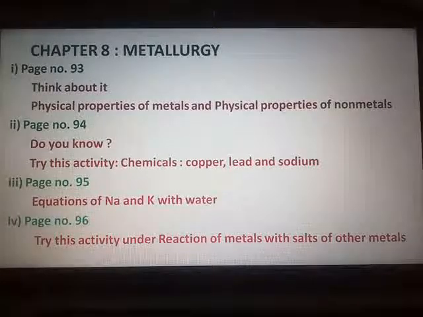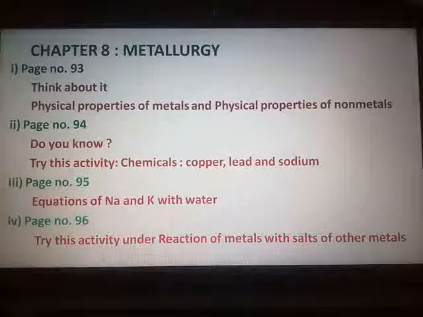Page number 97, everything you have to study. The reactivity series, then the reaction of metals with non-metals, chemical properties of non-metals, everything should be studied by you. Turn your page, page number 98. There is no reduction in the syllabus. Page number 99, there is no reduction.